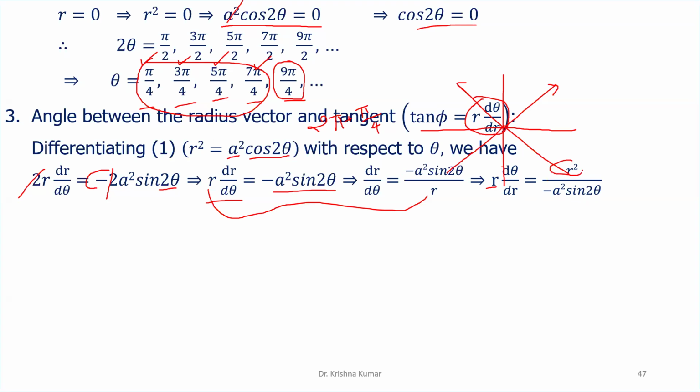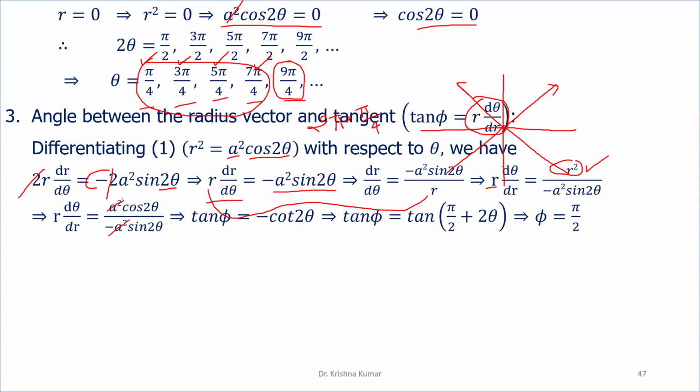Now again we know the value of r square. It is nothing but a square cos 2 theta. So we will put a square cos 2 theta in place of r square. The a square will cancel, and cos 2 theta upon sin 2 theta with the minus sign is minus cot 2 theta. So tan phi is equal to tan of pi by 2 plus 2 theta. So phi is equal to pi by 2 plus 2 theta. This is the relation between the radius vector and tangent.